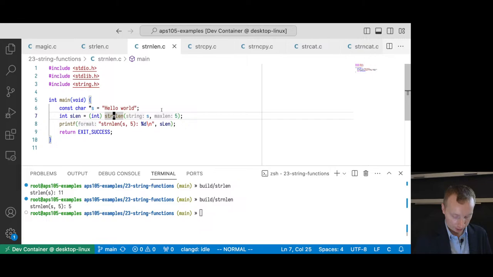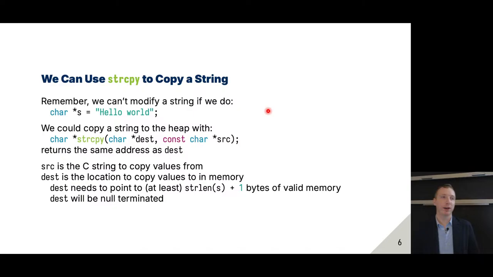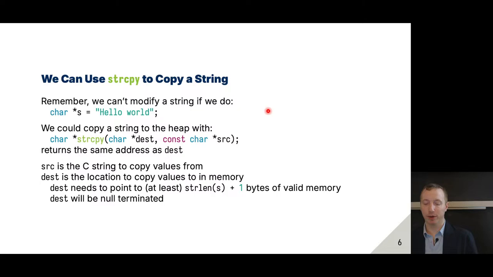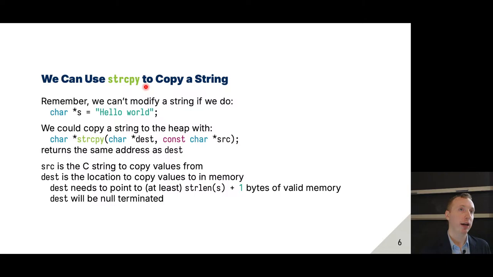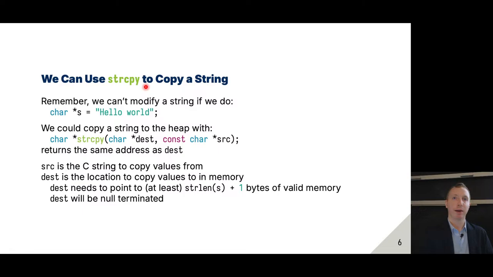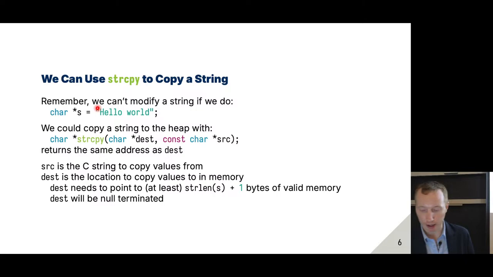All right, so the next function is a function to copy a string. Remember, if we just get a pointer, like char star s, a pointer to a bunch of characters that we assume is an array, it's pointing to memory that is read only, so we are not allowed to modify it. If we wanted to modify it, and we didn't want to store it on the stack, we could malloc some memory, copy the contents of that string to the region of memory we mallocked, and then we can modify it. So that is what this string copy does.